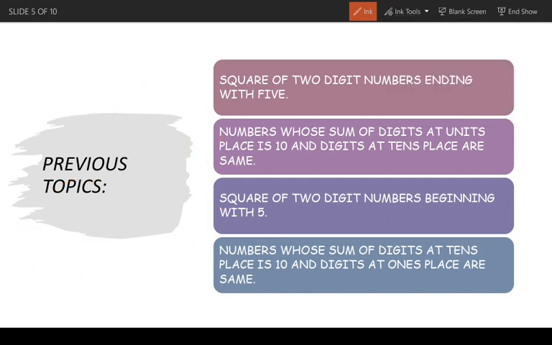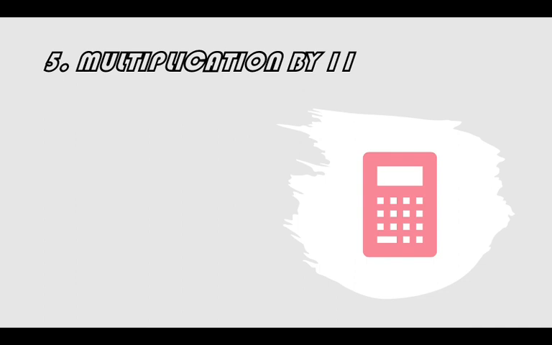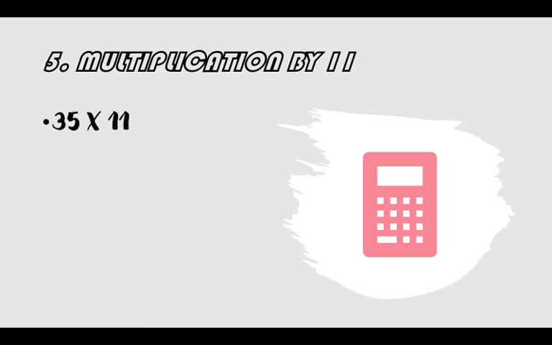Let's dive into another topic. The fifth rule, and the only one we are going to discuss today, is multiplication by 11. Let's see one example, one problem for this: 35 into 11. I'll use a blank screen. How are you going to solve 35 into 11?